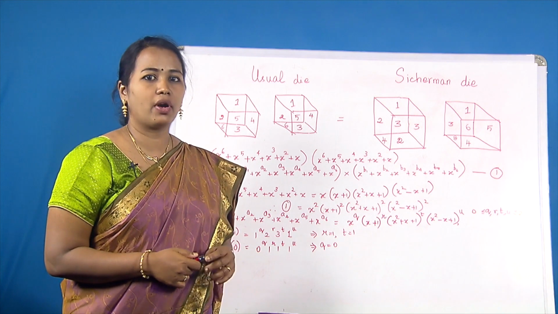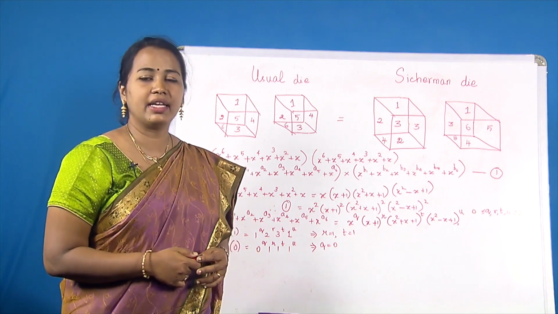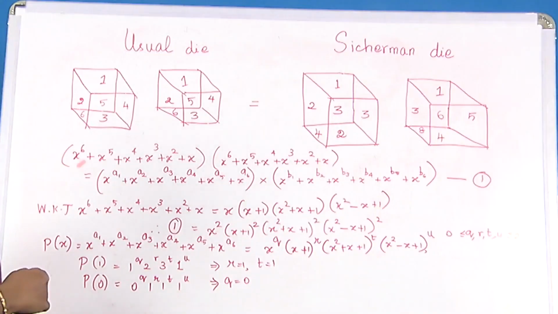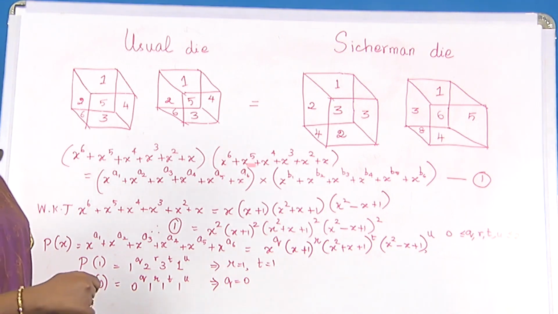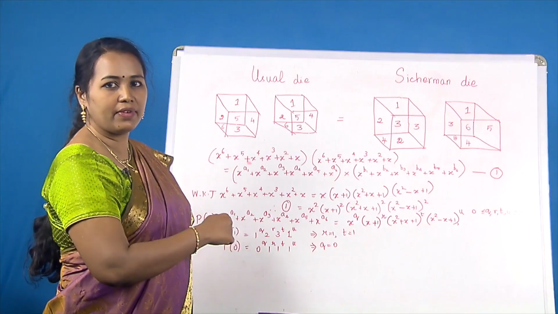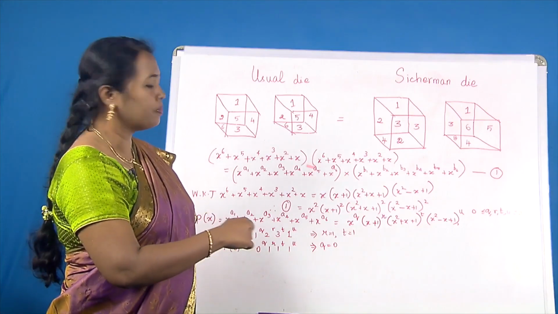Next, we consider the product of the 2 polynomials created by using the ordinary dice labels as exponents. So, this can be written as x^6 + x^5 + x^4 + x^3 + x^2 + x^1, and when we are rolling the dice 2 times, it becomes (x^6 + x^5 + x^4 + x^3 + x^2 + x)^2, a product of the same polynomial twice. So, this is why we are writing it in this form.